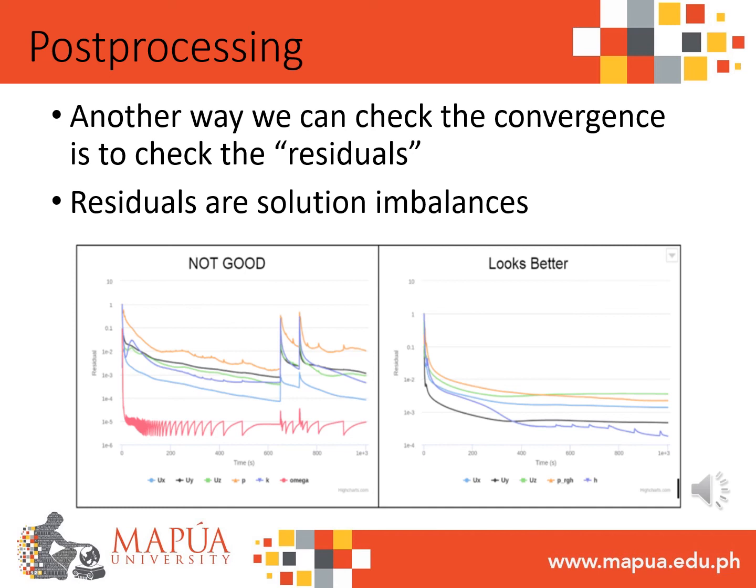Aside from checking the convergence, we can also check the consistency of the result in the residuals graph. Now, if we can see a lot of fluctuations in the graph, we can say that the result is not consistent and we cannot get reliable results from it.